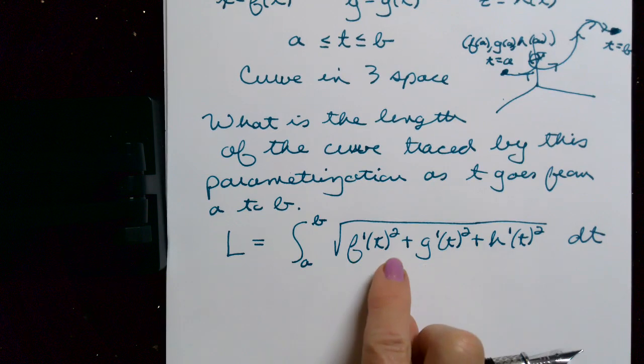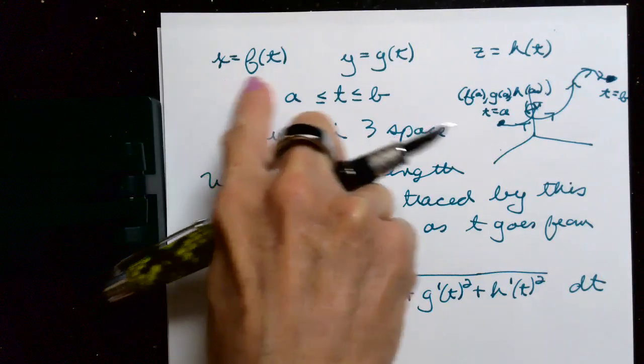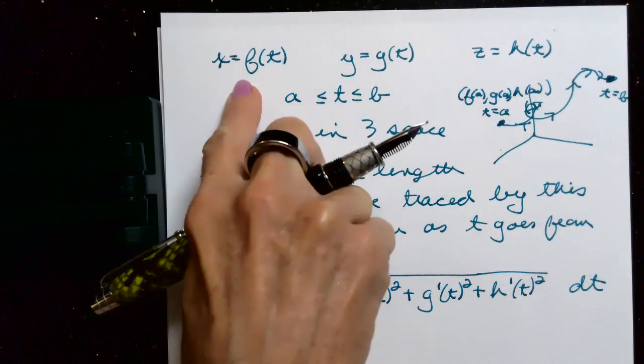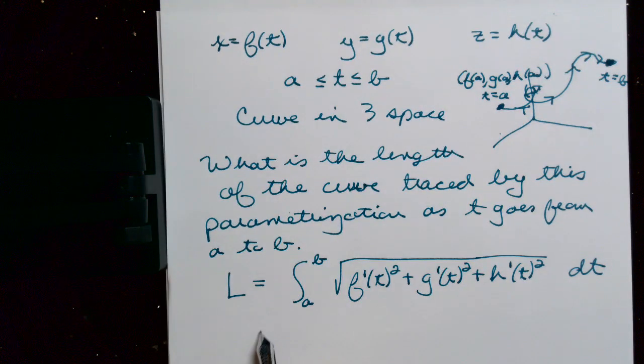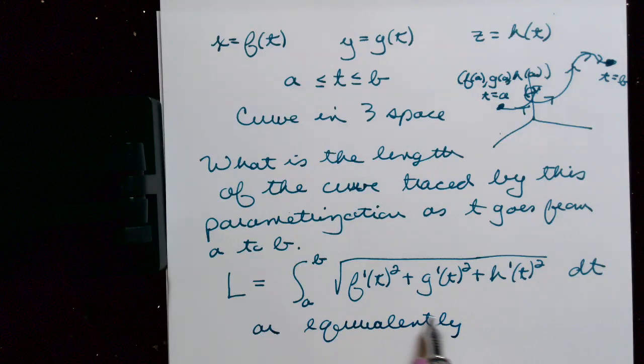Okay, so let's think about this for a minute. f prime could just as well be represented by dx dt, because f of t is x. So I can rewrite this equivalently: L is the integral from a to b of the square root of (dx dt) squared plus (dy dt) squared plus (dz dt) squared, square rooted, dt.